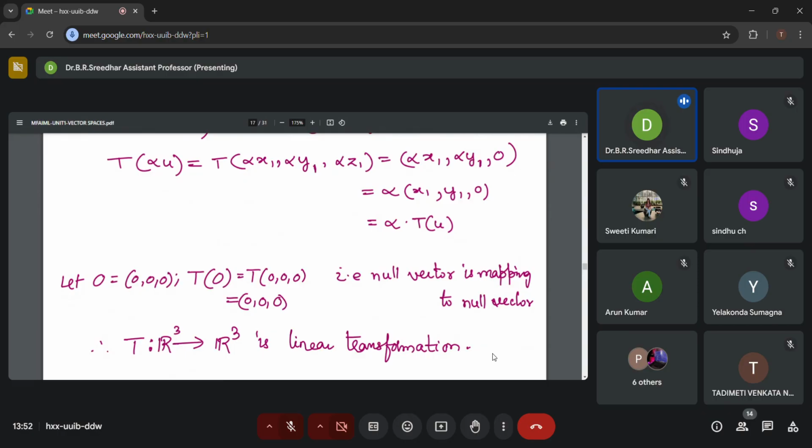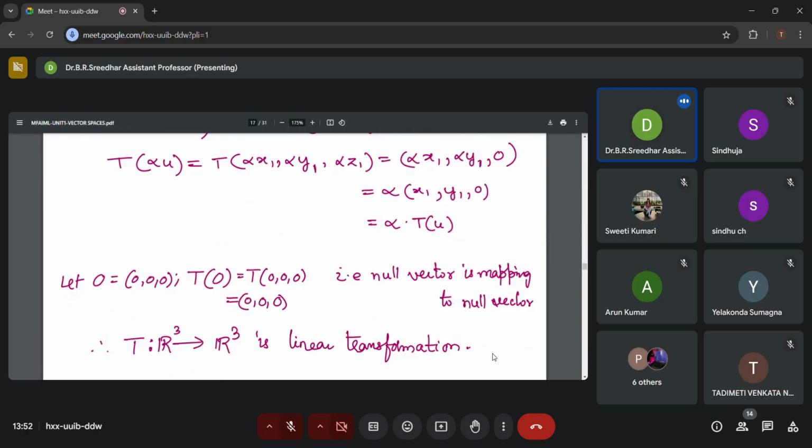0, 0, 0. Now the null vector 0 is equal to 0, 0, 0. And T of 0, the translated image, the projection image: X is replaced with 0, Y replaced with 0, Z is anyhow 0 in the original question itself. So T of 0, 0, 0, that means the 0 vector is mapped with 0. So the null vector is mapped with the null vector.